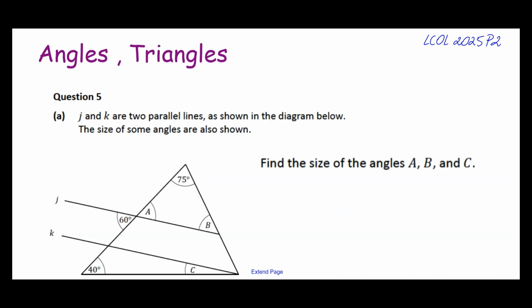A big part of your exam is the knowledge that has to do with triangles and angles, well, specifically triangles. Let's have a look. So in this question, J and K are two parallel lines. So those two are parallel to each other. As shown in the diagram below, the size of some angles are also shown.